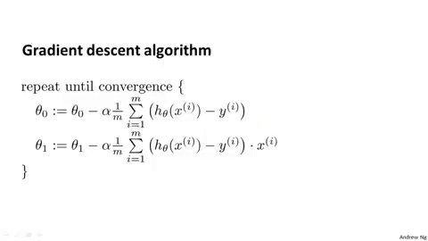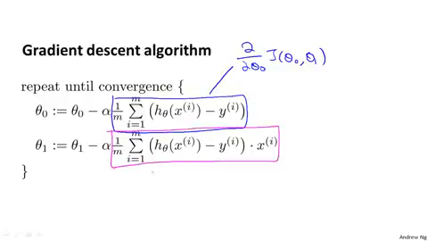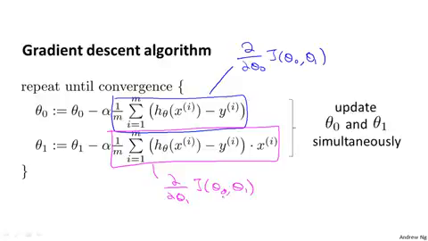So here's our linear regression algorithm. This first term here, that term is, of course, just the partial derivative with respect to theta 0 that we worked out on the previous slide. And this second term here, that term is just the partial derivative with respect to theta 1 that we worked out on the previous slide. And just as a quick reminder, when implementing gradient descent, there's actually this detail that you should implement it so that you update theta 0 and theta 1 simultaneously.